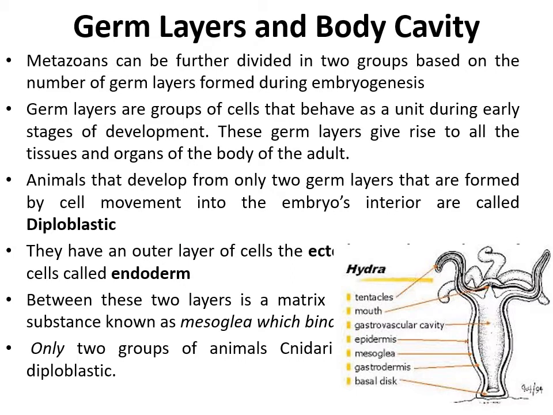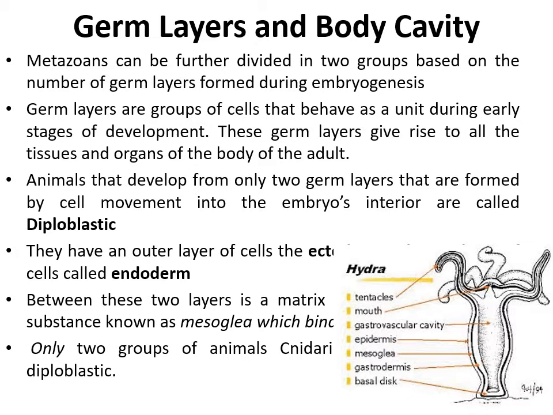Metazoans can be further divided into two groups based on the number of germ layers formed during embryogenesis. Germ layers are a group of cells that behave as units during early stages of development. These germ layers give rise to all the tissues and organs of the body of the adult. Animals that develop only two germ layers are known as diploblastic forms. They have an outer layer known as ectoderm and an inner layer called endoderm.